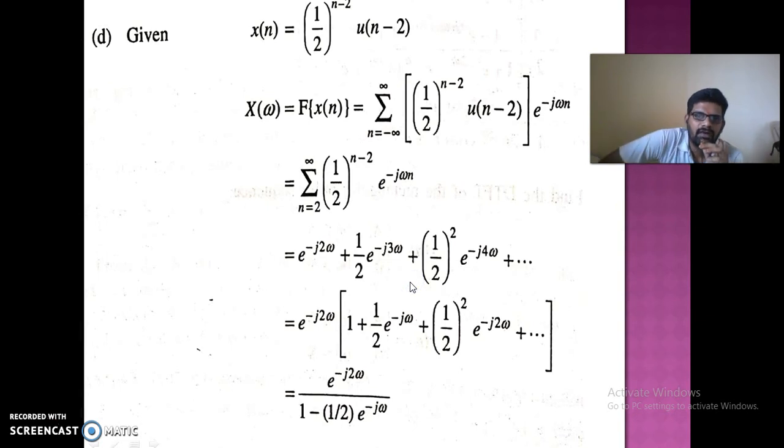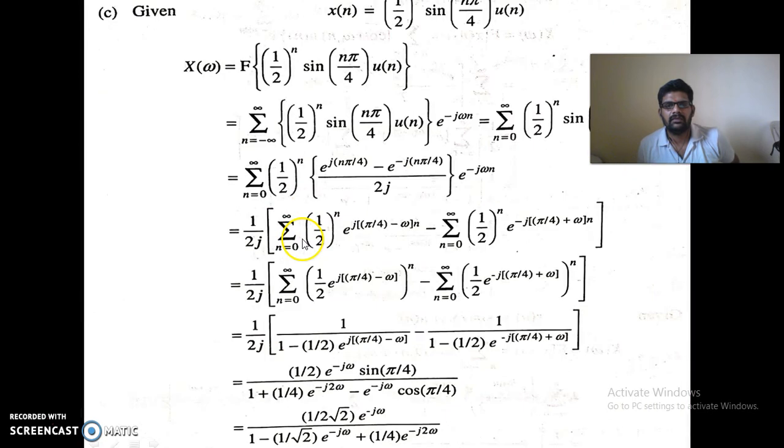And next, (1/2)^(n minus 2) into u of n minus 2. You can apply the time shifting property, or you can use the traditional mathematics, that is n equal to 0 to infinity, and so on. So on expanding the formula, e power j omega n equal to 2, n equal to 3, n equal to 4, and so on. So take e power minus 2j omega common, then you will have the series 1 and so on. So then it is e power minus 2 j omega by 1 minus 1 by 2 e power minus j omega. Like that you can solve any problem given.